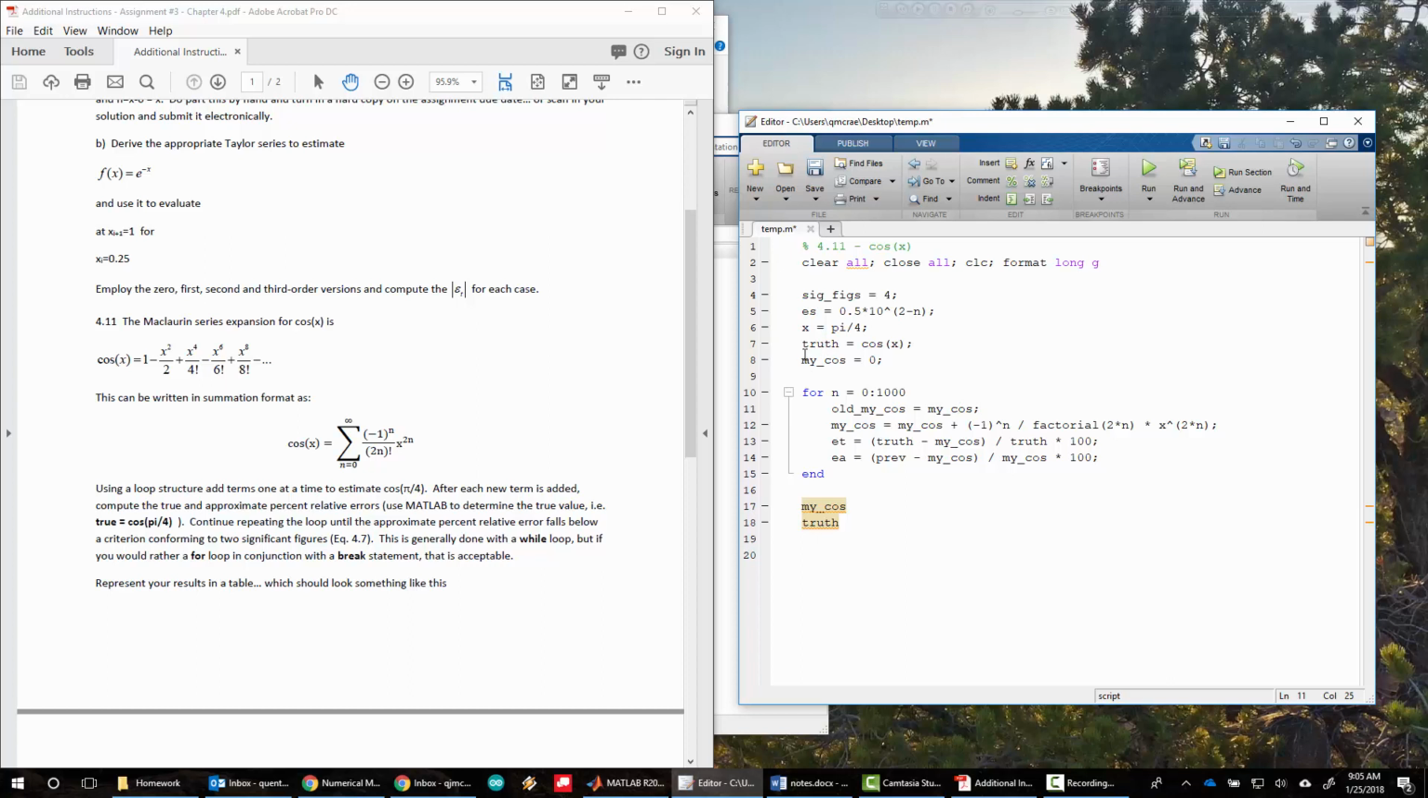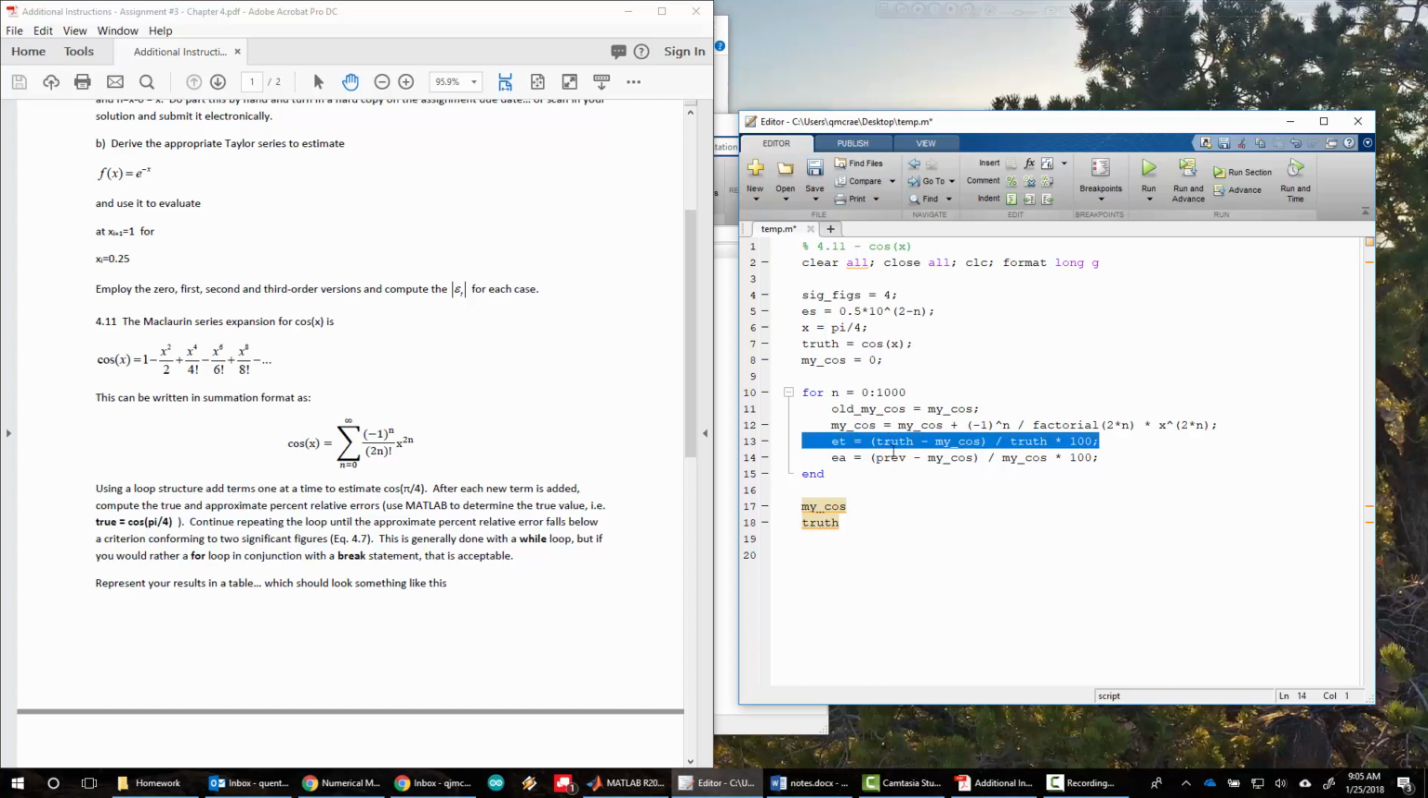So think through the logic here. I'm going to initialize it to something. I'm going to come in here and start my loop, right? And the first thing I do, before I change the value of my cosine, is grab the value, grab onto the old version. So the old version is this. Now I'm going to update it. I'm going to calculate the true error and calculate the approximate error.